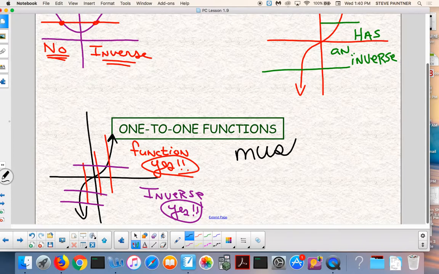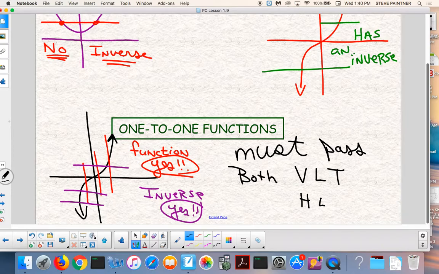No? Don't want me to write it? Must pass what? Both line tests. VLT and what else? HLT. Vertical line test, horizontal line test. Okay. Keep going.